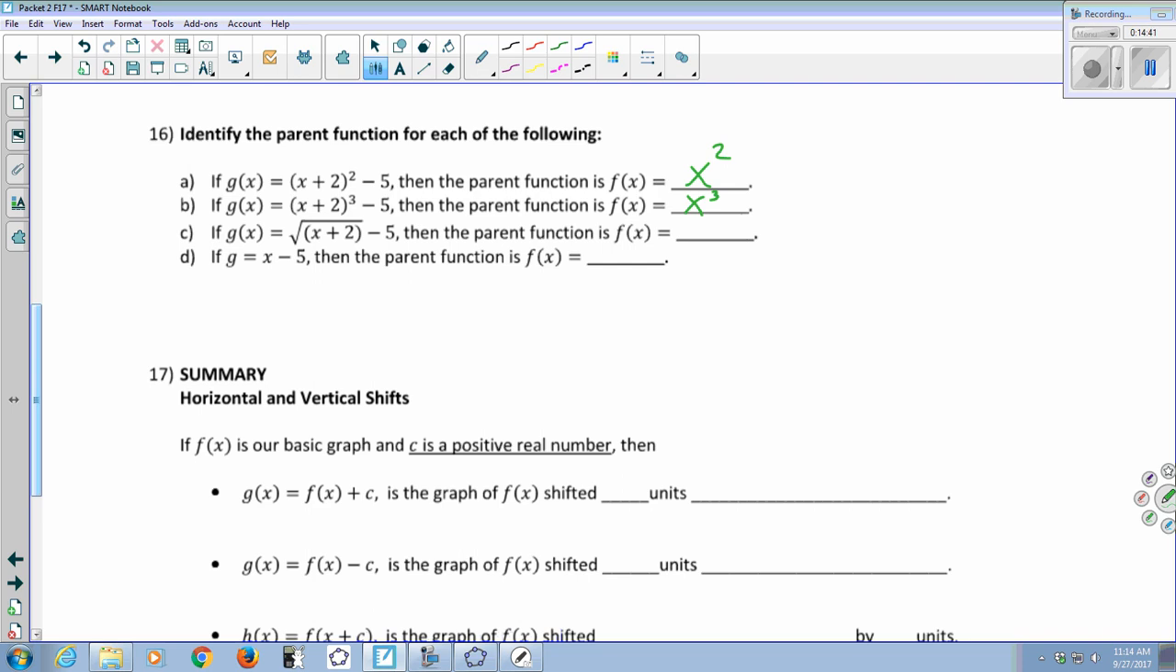If g of x were the square root of x plus 2 minus 5, the function we'd be transforming is the square root of x, and we would move it left 2 and then down 5. And if g were just plain old x minus 5, then the parent function f of x is just x, and you shift it down 5.